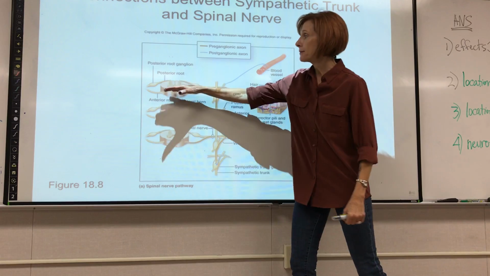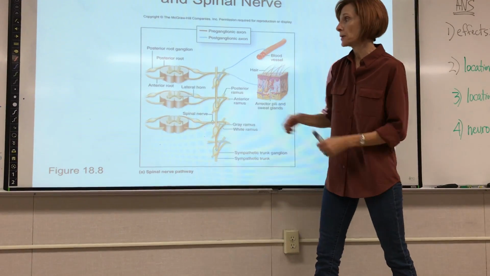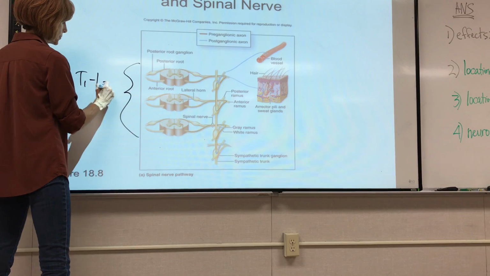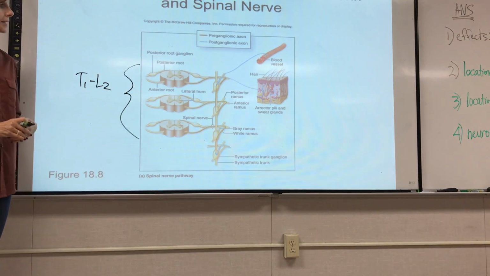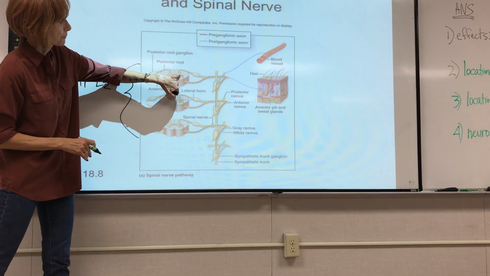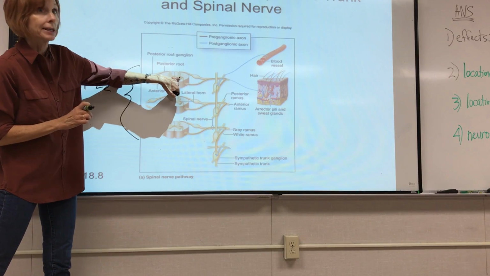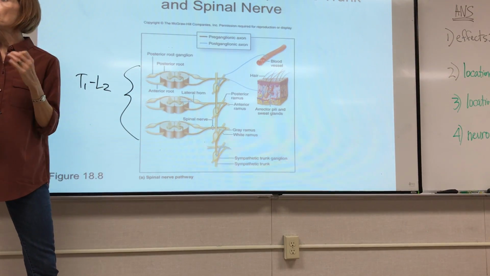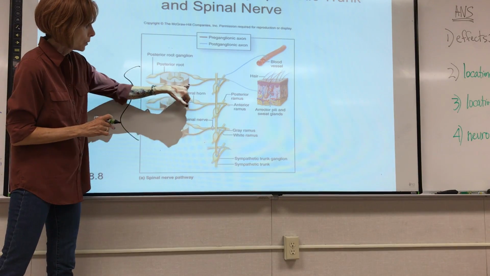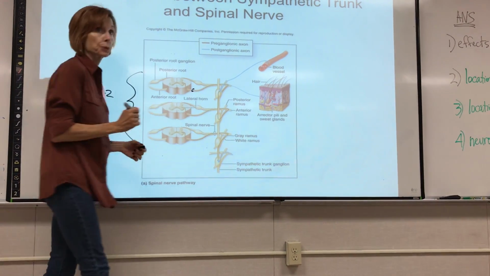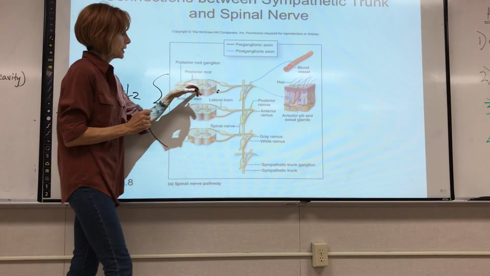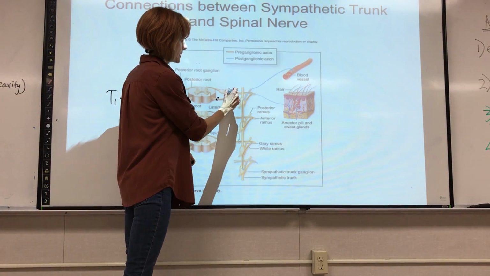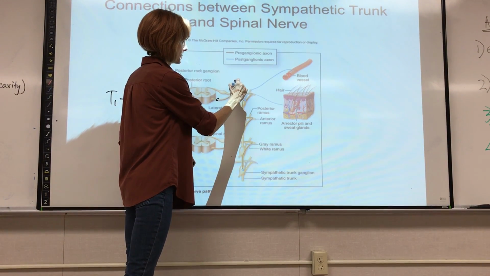Okay, so here we have some cross sections through the spinal cord. This would be anywhere between T1 and L2. This is what it would look like. So notice again, you see the preganglionic neuron cell body in the lateral horn of the gray matter. Because these are all motor neurons, the axon always travels on the anterior root of the spinal nerve. Okay, so that's going to now come together with the posterior root here, so this is the actual spinal nerve.